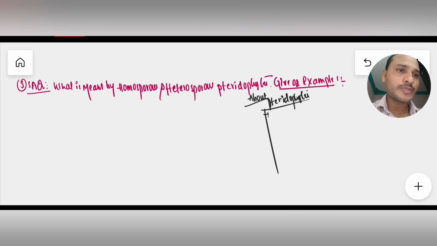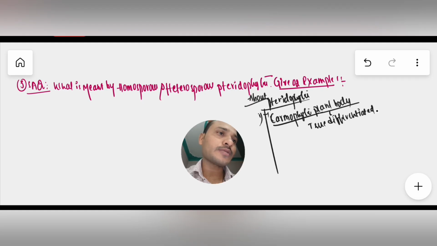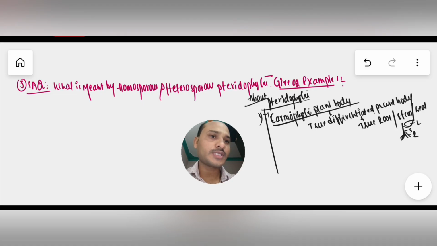First, pteridophytes are cormophytes. They have a cormophyte plant body. Cormophyte plant body means they have a true differentiated plant body, which means true root, true stem, and true leaf. This type of plant body is called a cormophyte plant body. So pteridophytes have a cormophytic plant body.